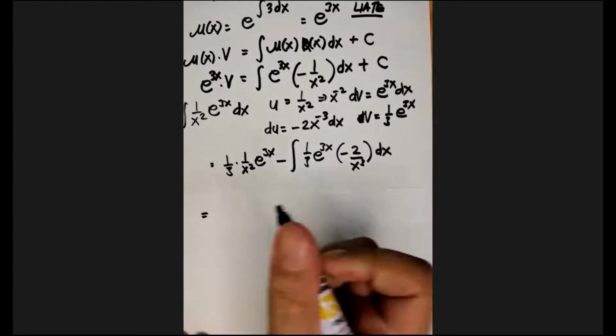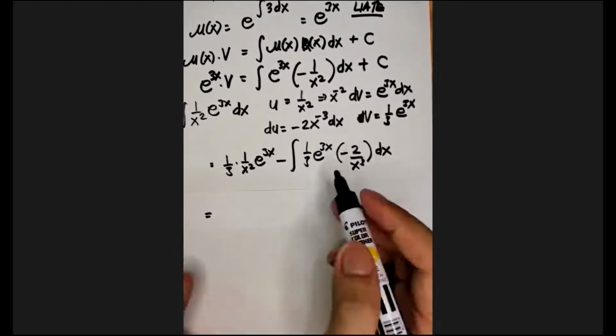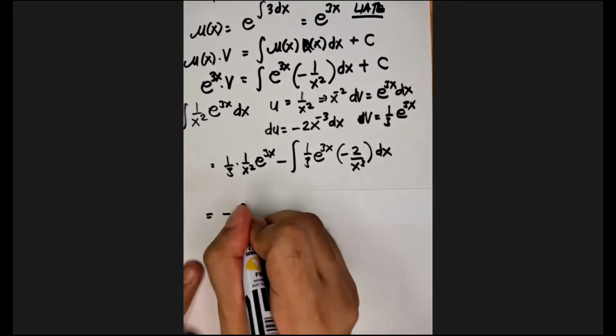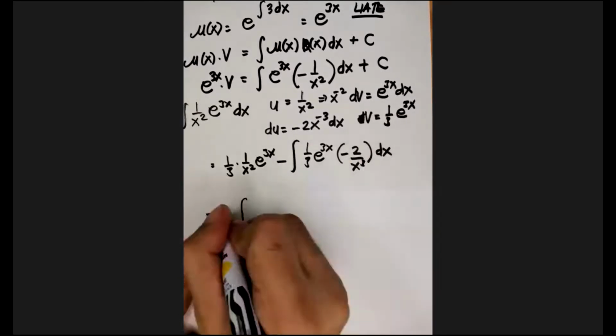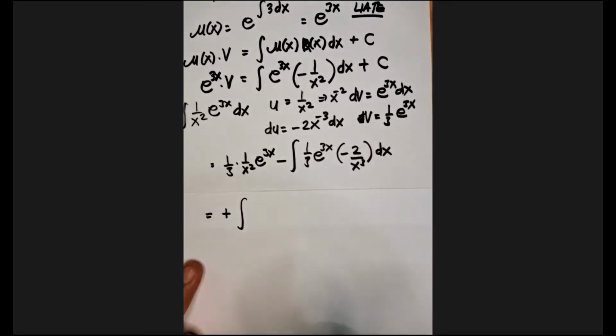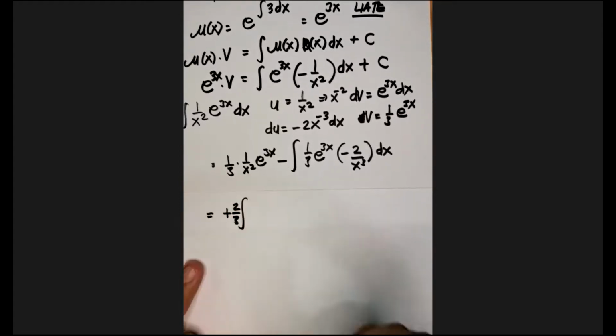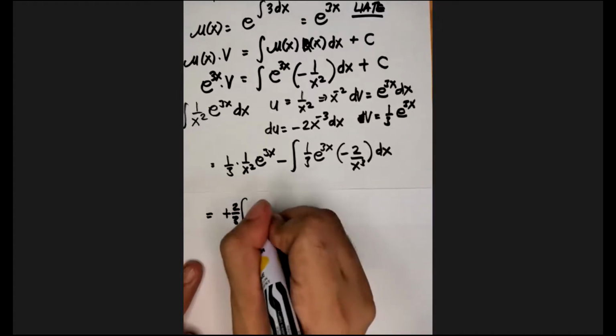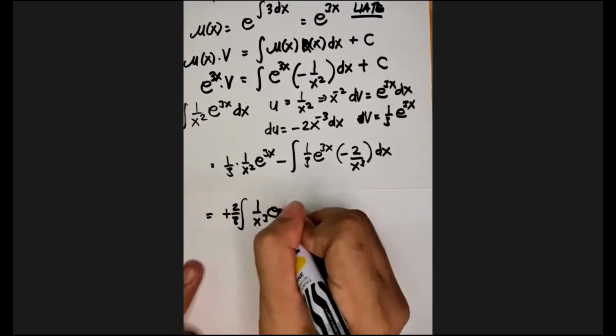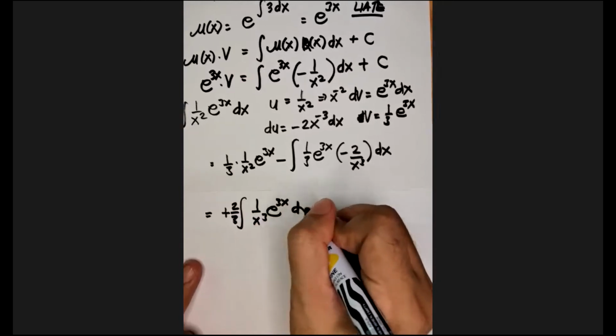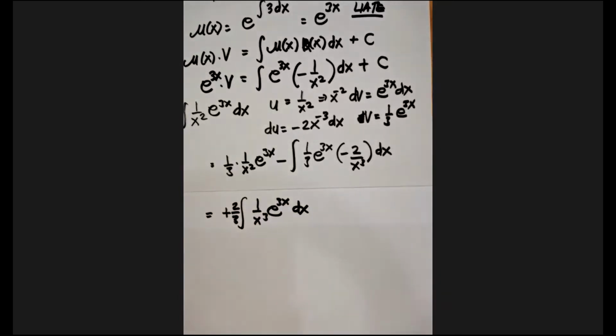Iwanan ko na muna ito and then ito muna yung kukunin ko. So, magiging siyang negative the integral of, magiging siyang positive 2 over 3. Okay, 1 over x cubed e raised to 3x dx. Ayan. Tama ba? Okay.